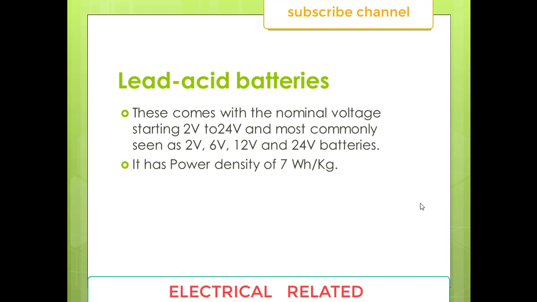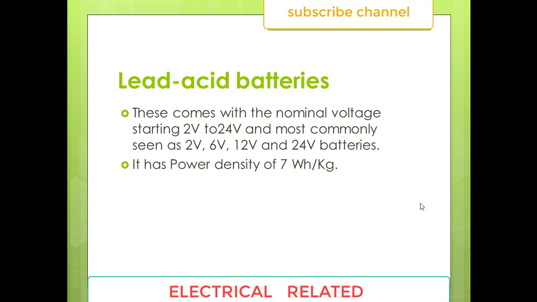Next I will explain the rating of lead acid batteries. These batteries have a nominal voltage starting from 2 volt and going up to 24 volt. The most commonly used batteries in the market are 2 volt, 6 volt, 12 volt and 24 volt batteries.